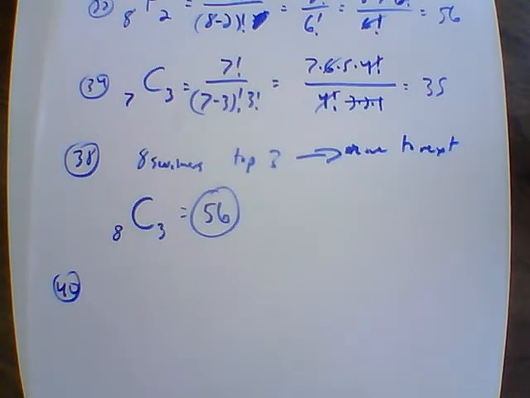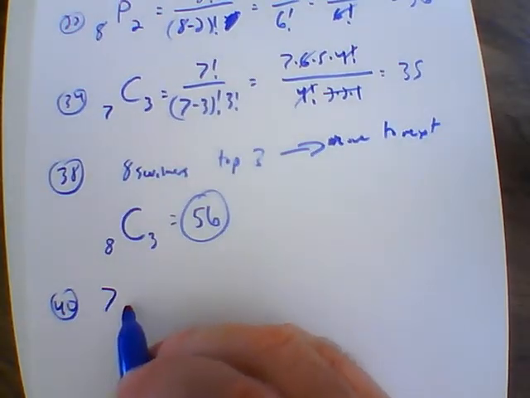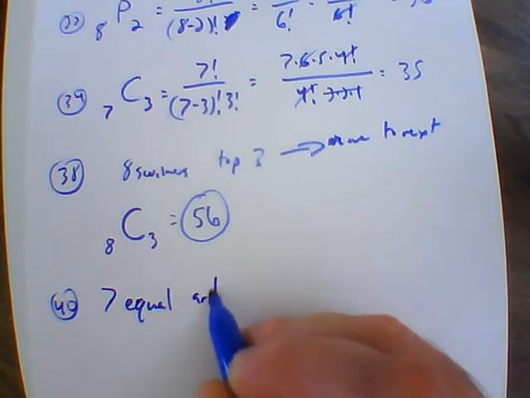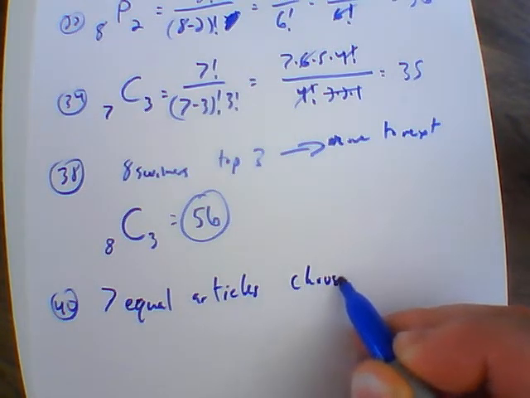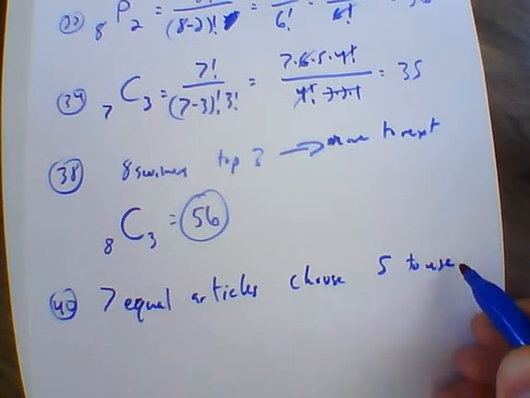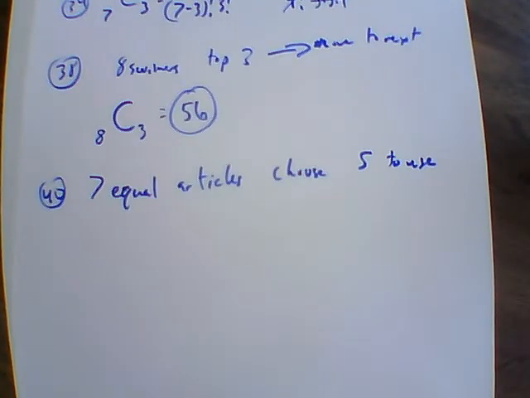On number 40, it says, for each situation, determine whether to use a permutation or a combination, and then solve the problem. It says, suppose you find 7 equally useful articles related to a topic of your research paper. In how many ways can you choose 5 articles? So we have 7 equal articles, and we're going to choose 5 to use. Considering what's happening here, are we going to have to use a permutation or combination? Is the order going to matter which article we read?